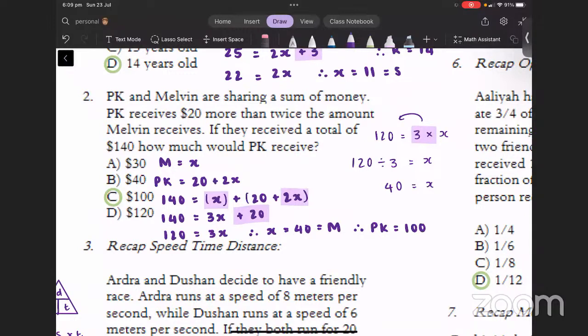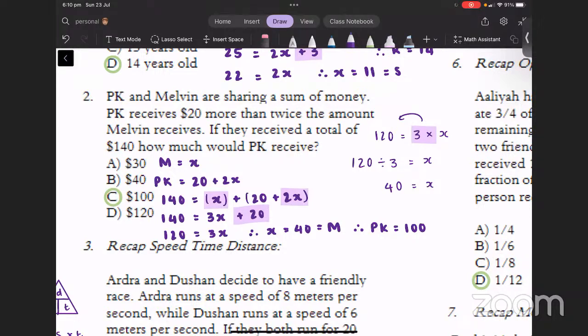Then what we're going to do is simplify. We add the X and the 2X together, so 1X plus 2X gives you 3X, and the 20 stays by itself. So you have 140 equals 3X plus 20. Then when we move that plus 20 to the left-hand side of the equation, it goes from being plus 20 to minus 20, and 140 minus 20 gives you 120.